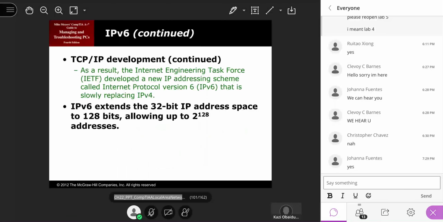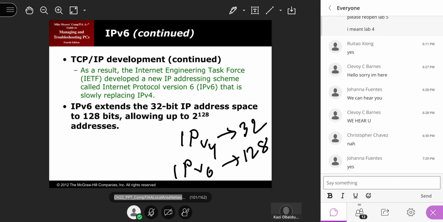IPv6 is another one. Nowadays we are mostly using IPv6. One is IPv4, which I told you about. IPv4 is 32 bits, and IPv6 is 128 bits. Interesting. Okay, 128 bits.